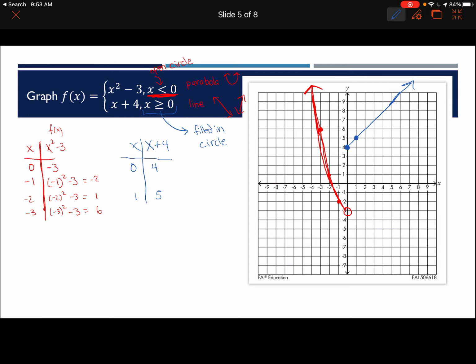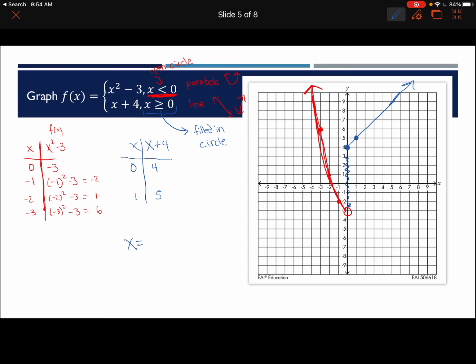So our graph looks like this. And again, this is a discontinuity. Like, we don't have any y values that are between -3 and 4. So this is a discontinuity because there's a skip in the graph. Because we skip all of the y values between -3 and +4. So this is a discontinuity.